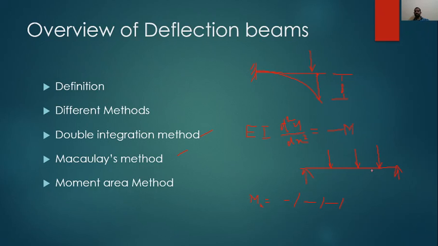Let us say x value is in between the second span, then you need to consider up to this only. So that is a change over the double integration method. Because of the continuous expression, it can be applied to all the spans, and hence it has an advantage over the double integration method. And similarly, we have the moment area method.